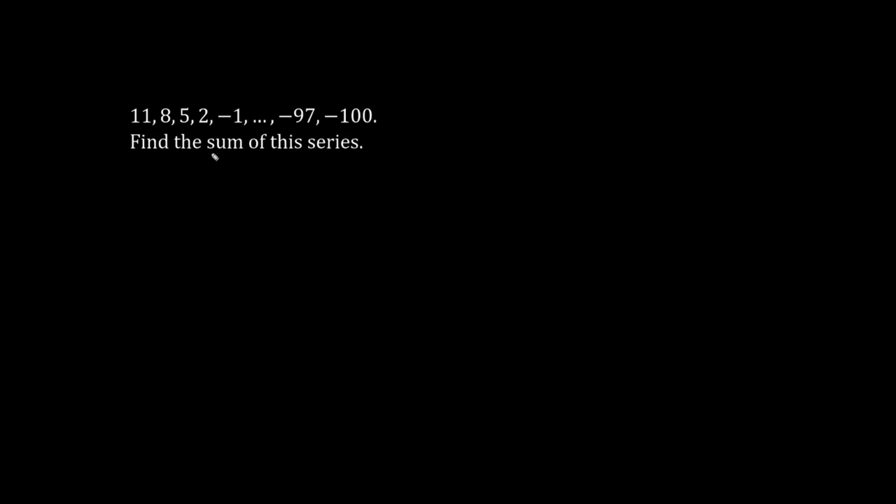Let's find the sum of this arithmetic series. We see the first term, t1, is 11. And notice how the numbers are going down by 3. So the common difference is -3. Now the key idea here is to look at the last term, tn, which is -100.